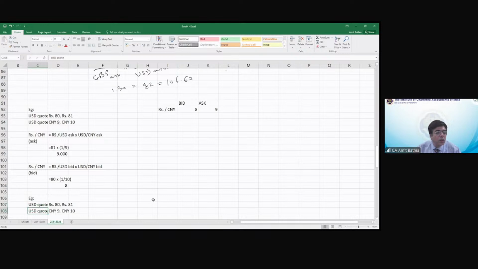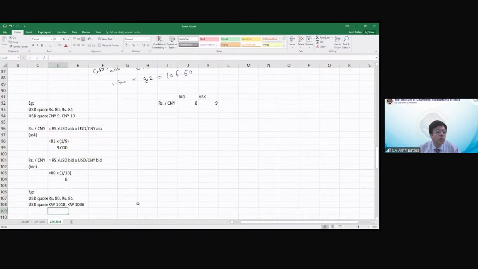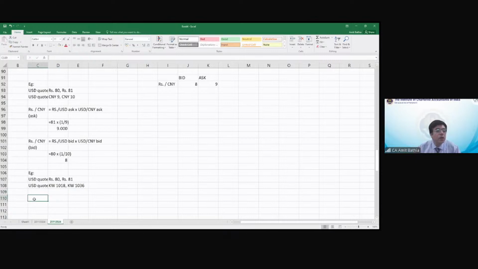So let's take a USD quote available to me, and now I want to calculate, let's say, KW, Korean won. The Korean won is 1018, comma, Korean won 1036. Okay. And we want to calculate the quote of rupees to Korean won. Rupees to Korean won. Okay.